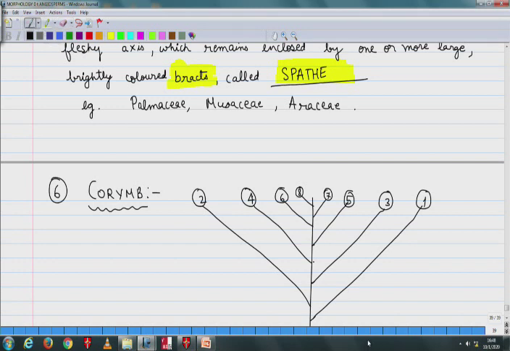Corymb inflorescence. Okay. So what is the special thing about corymb inflorescence? You can see when you look at them from the top, all the flowers are on the same level, right? Younger flowers have shorter pedicel, older flowers have longer pedicel. This is the definition of corymb inflorescence, so that all the flowers appear to be on the same level.